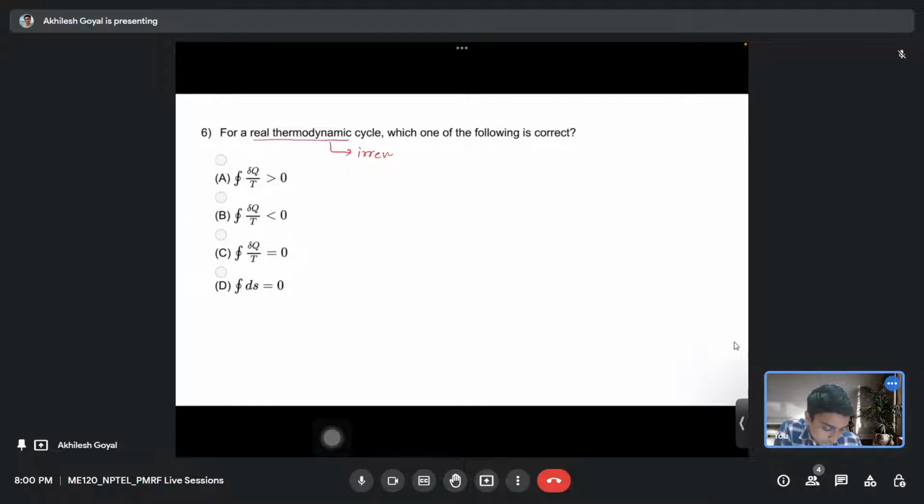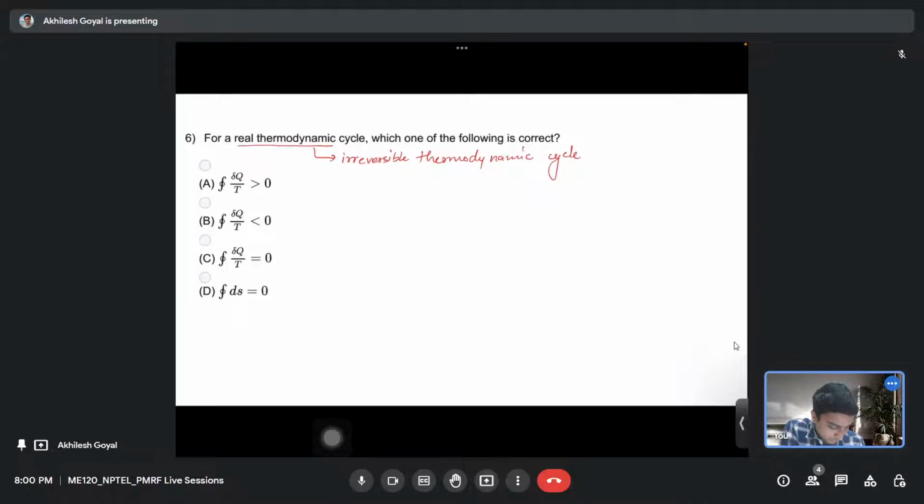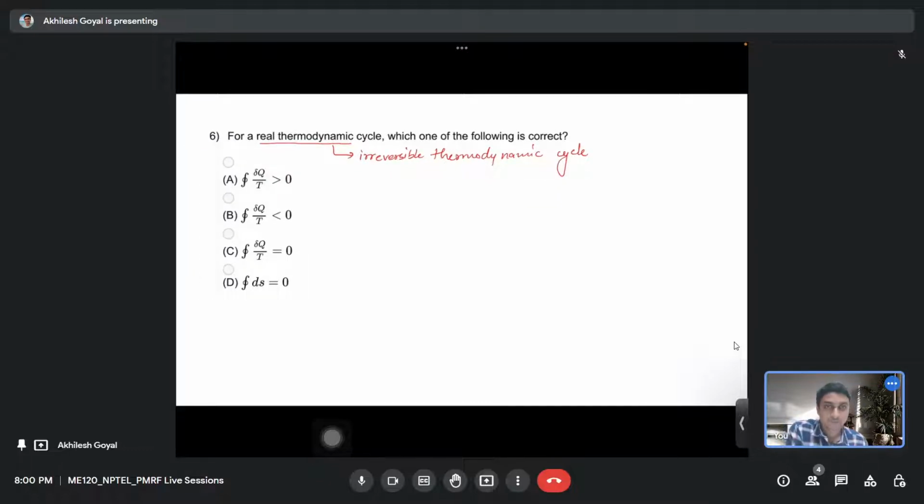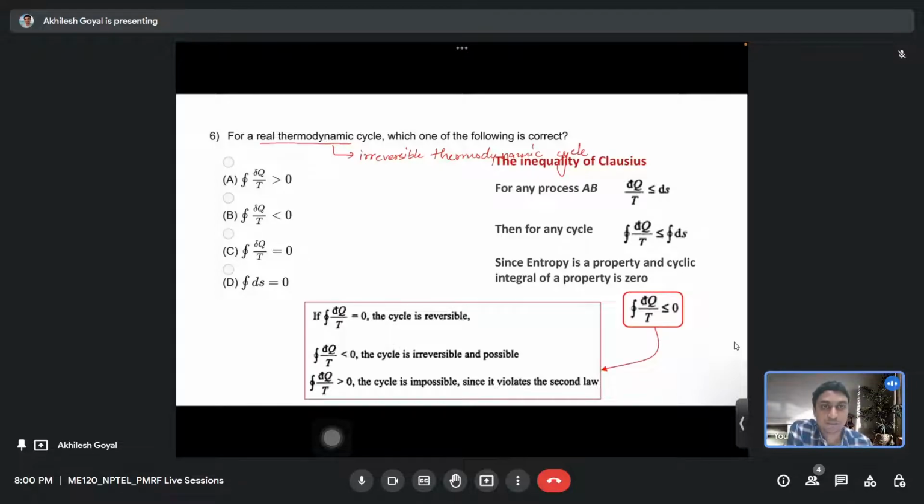Here, real means irreversible thermodynamic cycle. The inequality of Clausius tells us that for any process AB, del q by t is always less than or equal to del s, where s is entropy.